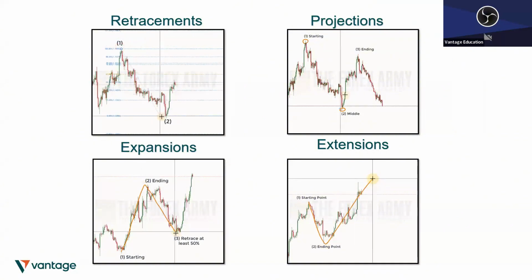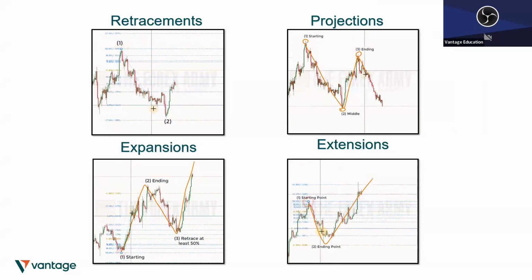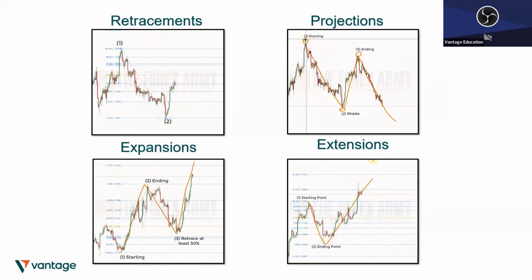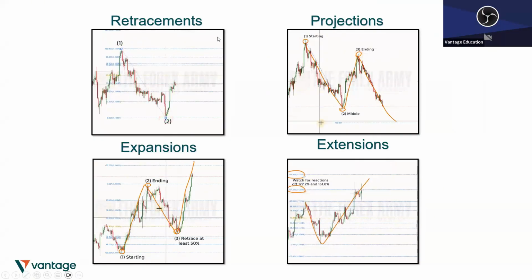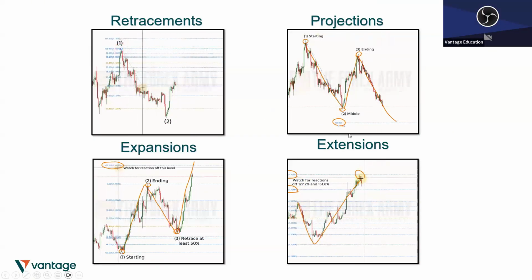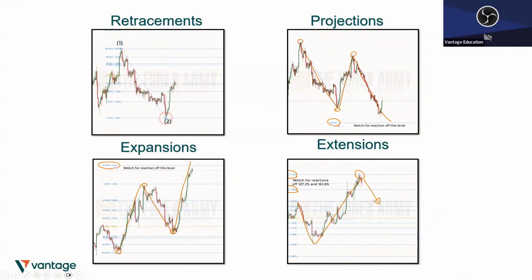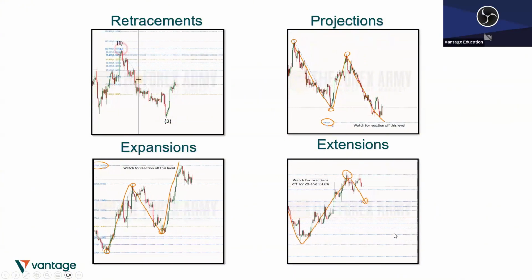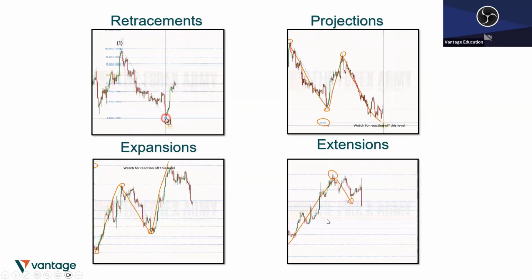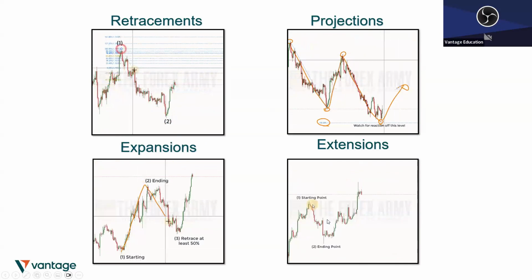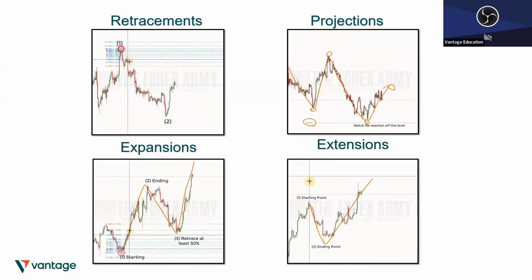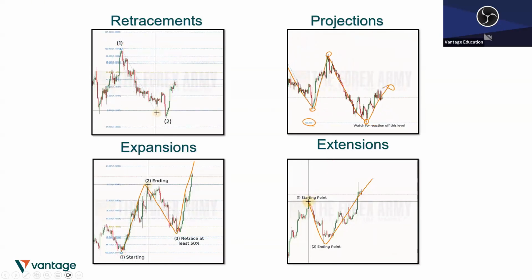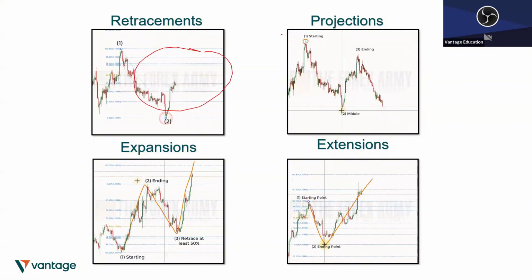Before you even master Elliott Wave, you do need to master Fibonacci. The Fibonacci that is mostly used in Elliott Wave is going to be the retracement, and the projection. Expansions and extensions are not used that much in Elliott Wave, although you can kind of use extensions if you want. Hold on, let me think about this. Yeah, it's mostly retracements and projections. These are the two you want to focus on.